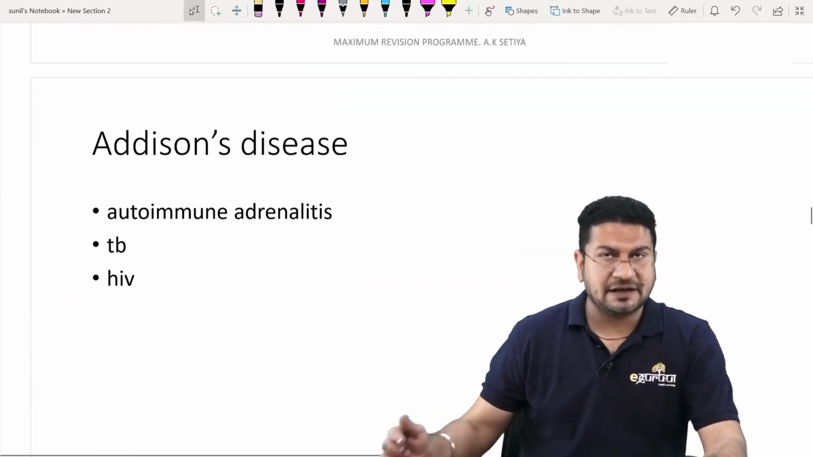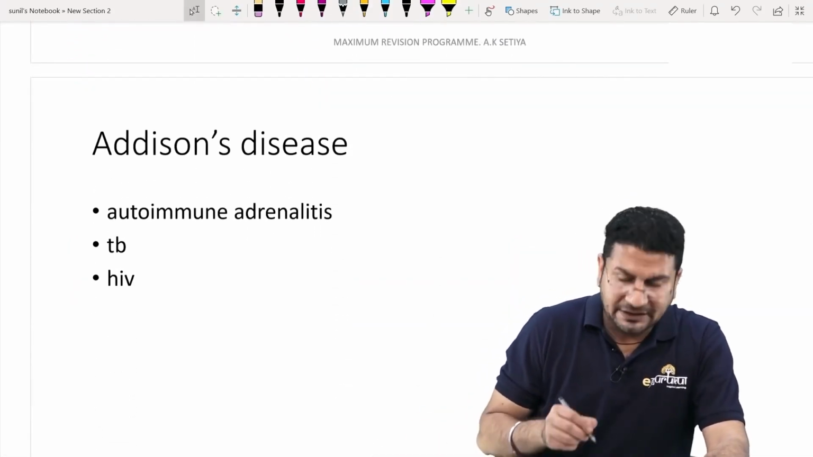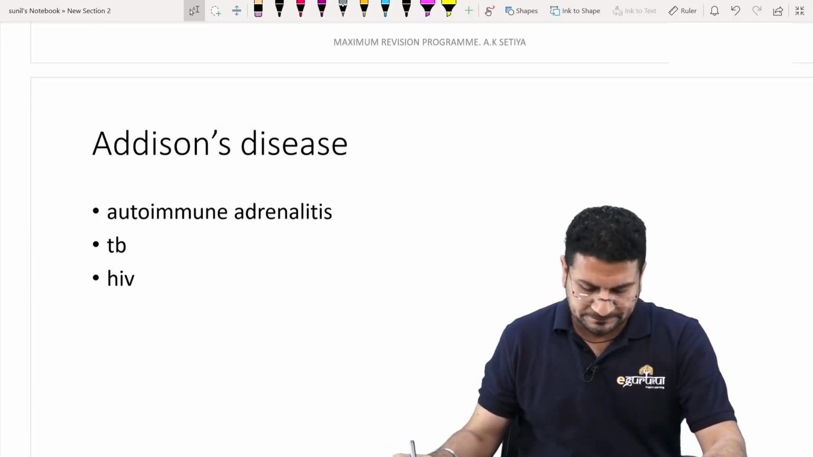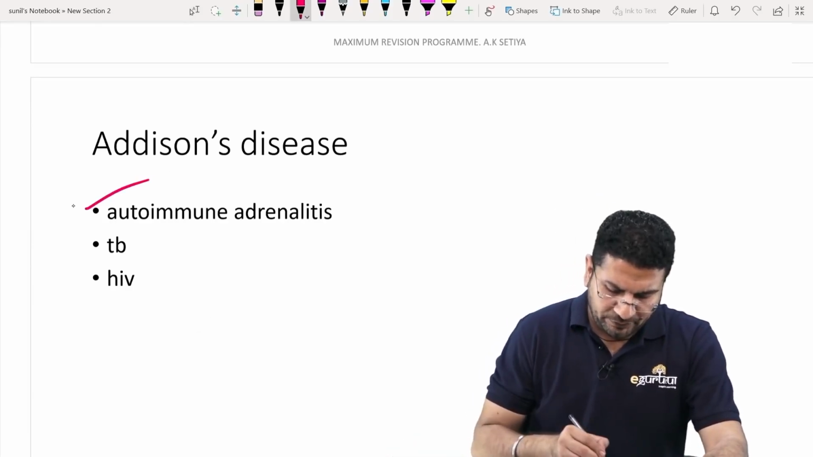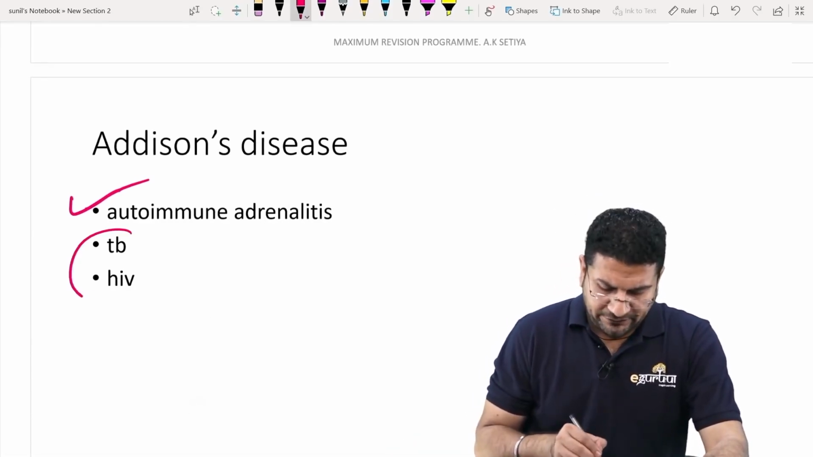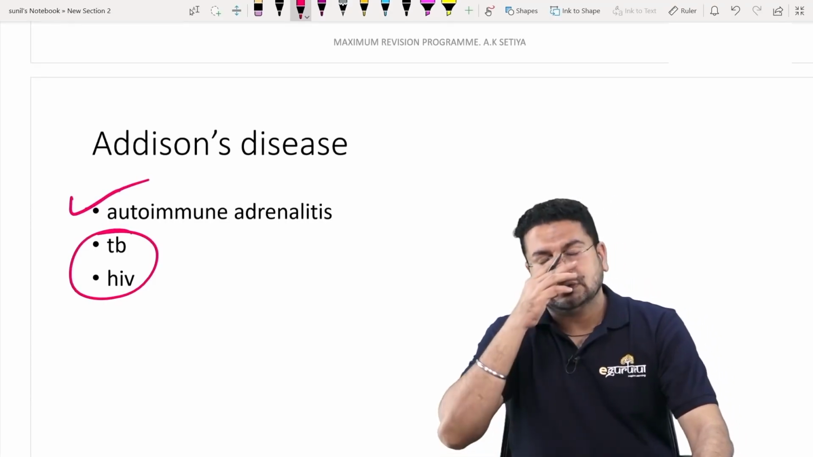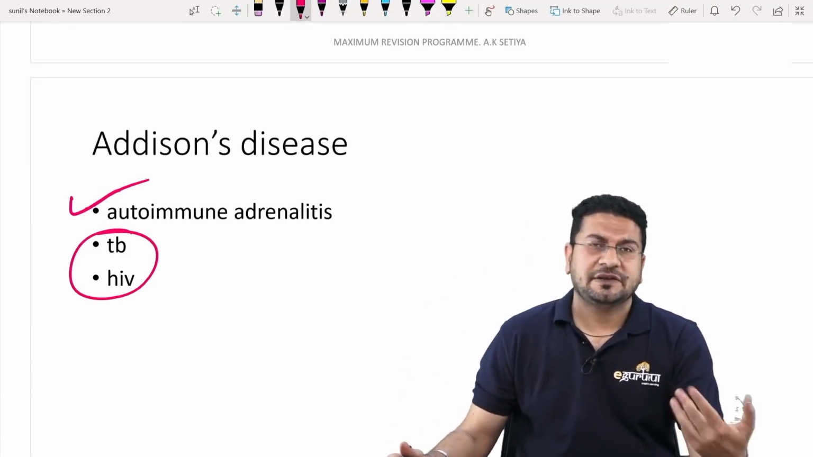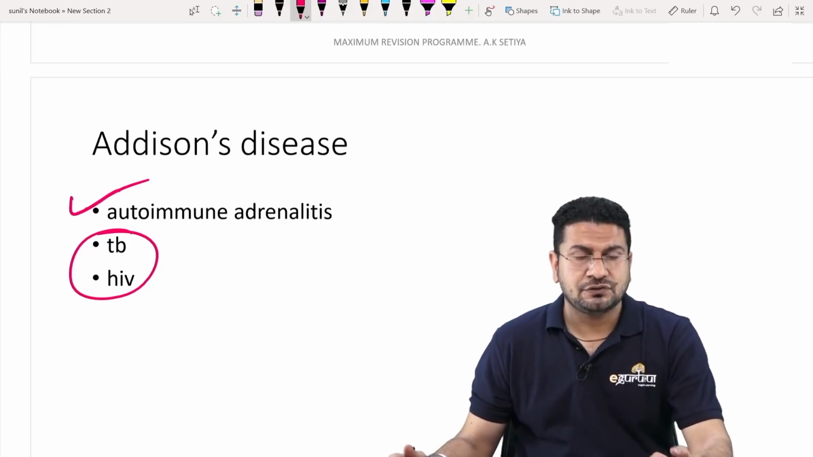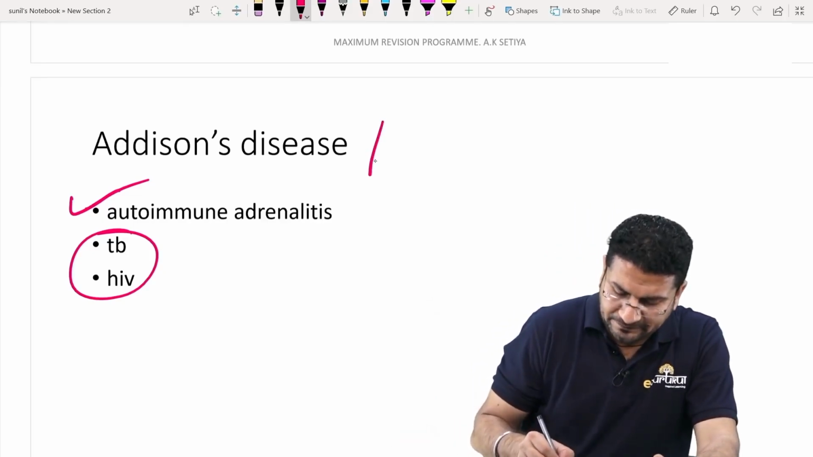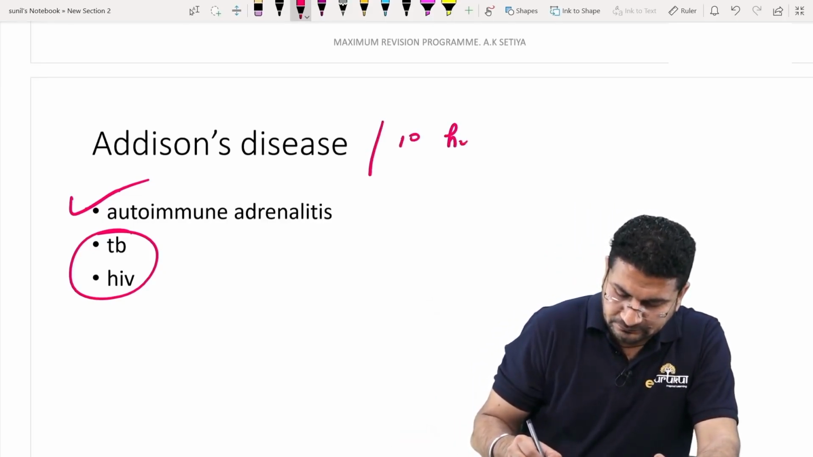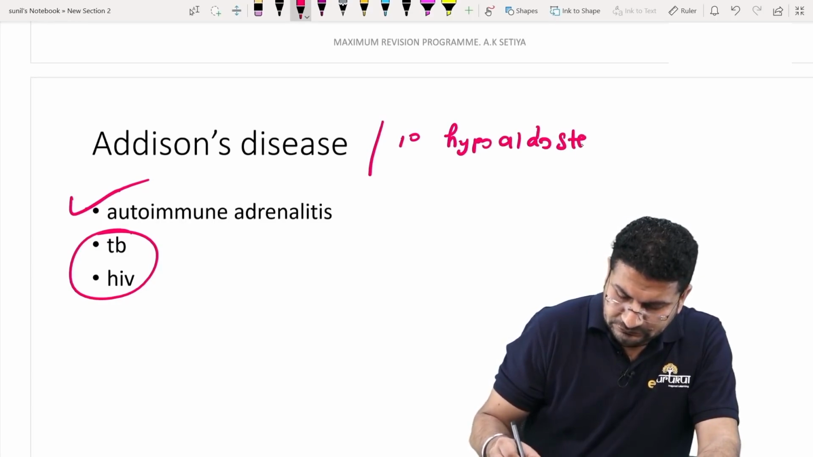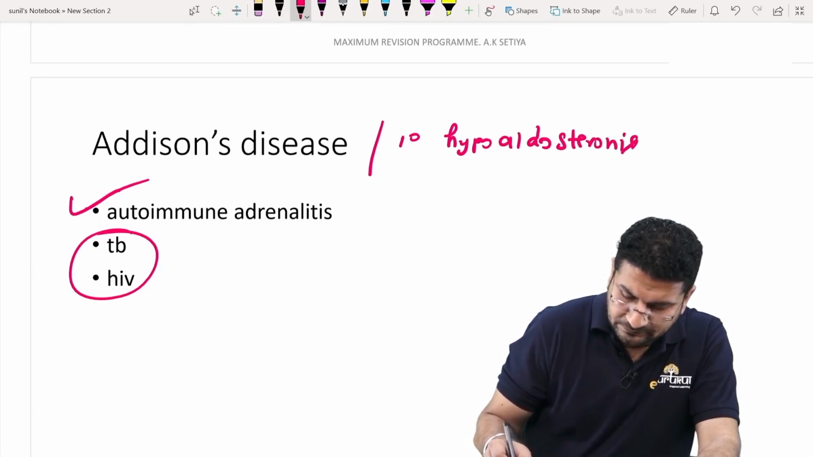Opposite of this will be Addison disease. We call this primary hypoaldosteronism. It can occur due to autoimmune adrenalitis. This can also occur due to TB and HIV. TB is a very common cause of damage to your adrenal gland. This is your primary hypoaldosteronism.